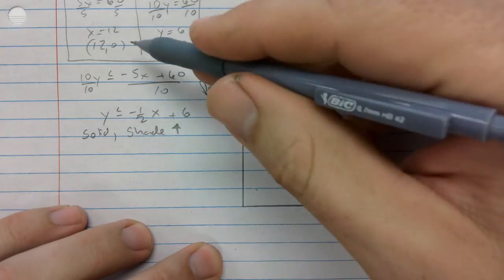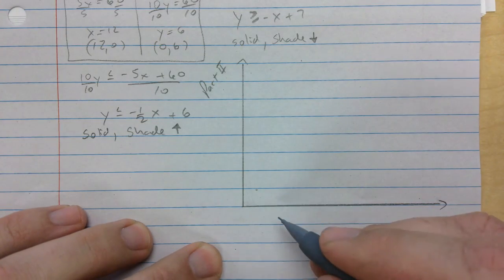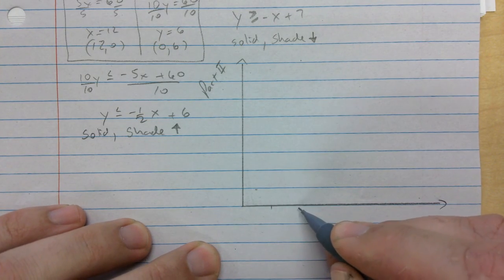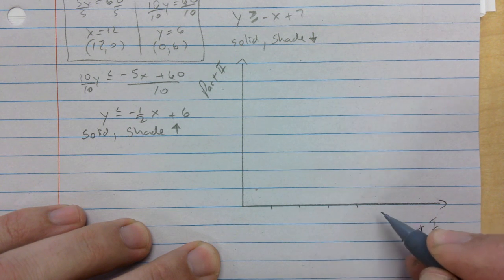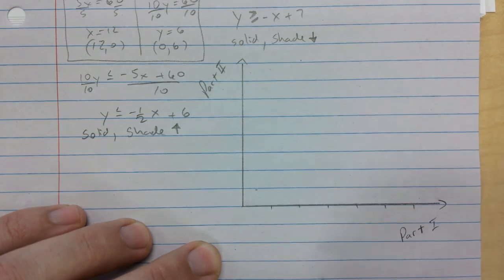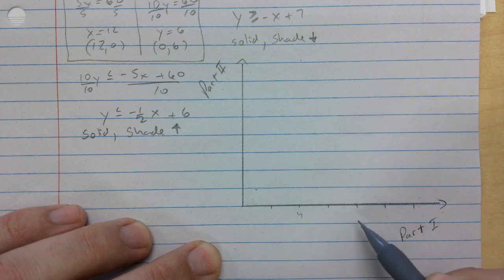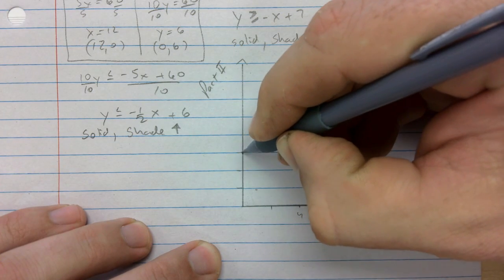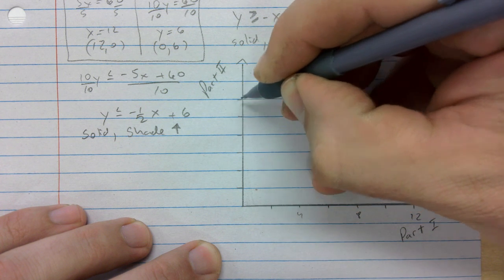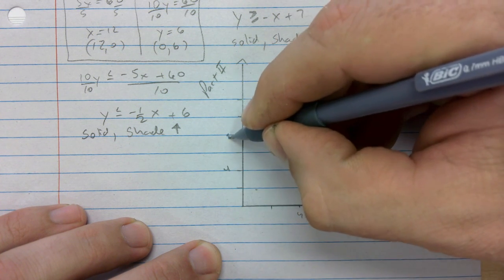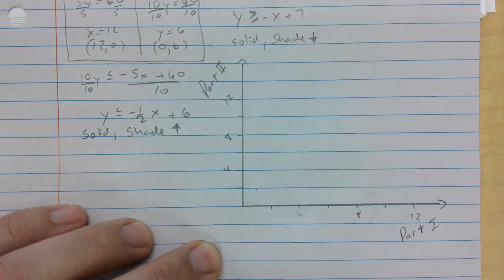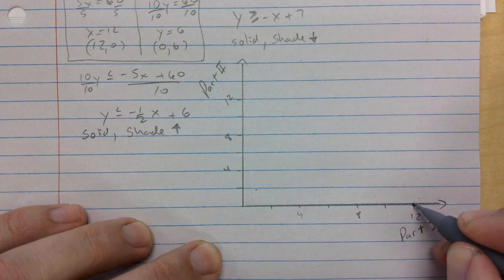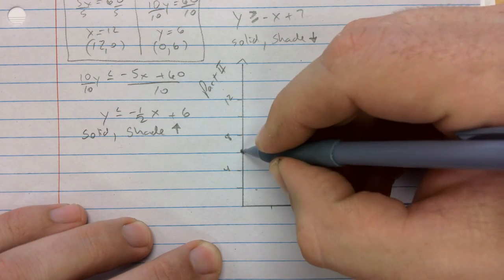So I look at 12, 0 and 0, 7. Yeah. So if I go up by twos, I'm fine. 2, 4, 6, 8, 10, 12. That should do it. Same thing here. 2, 4, 6, 8, 10, 12. And I label 12, 0 and 0, 6.